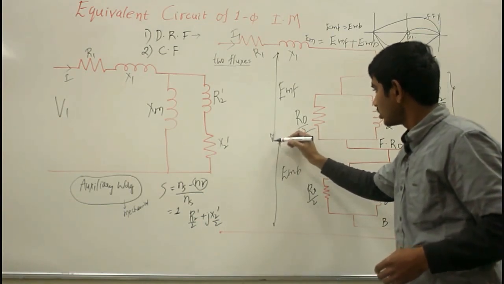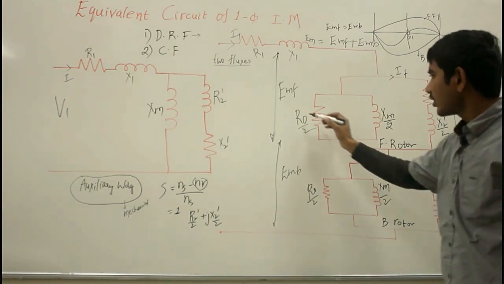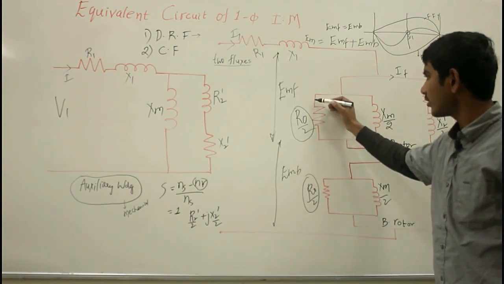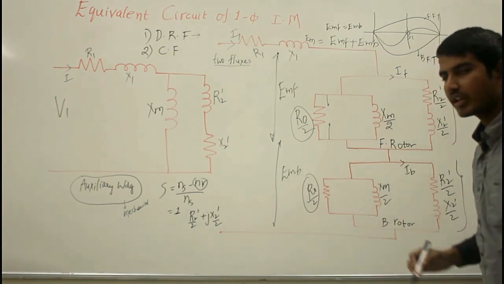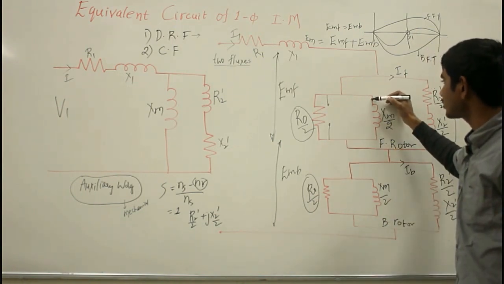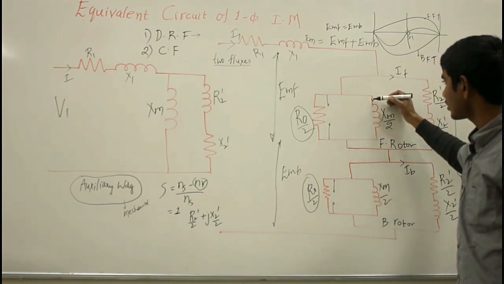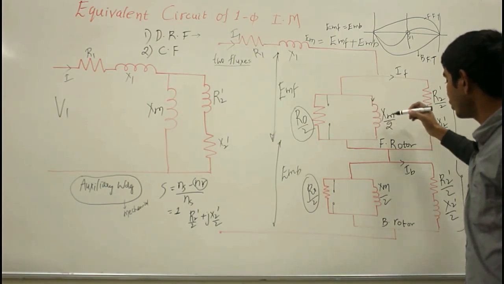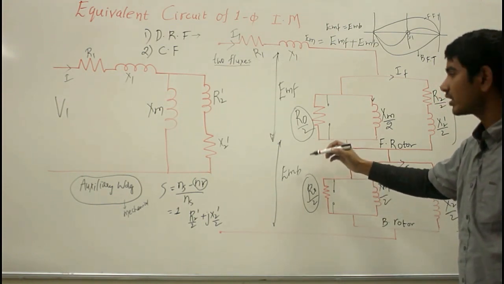So this is due to the forward field flux and this part is due to the backward field flux. But here the core loss component has a very high value. As we know, the current prefers to flow through the low impedance path. So this will be assumed as an open circuit here, and the current flows through the magnetizing reactance of both the forward field flux and the backward field flux, as the core loss component doesn't affect our calculations much.